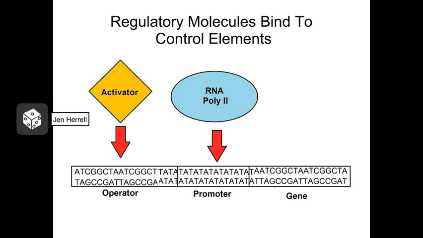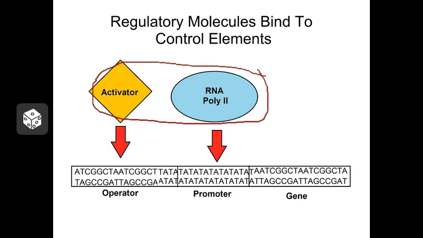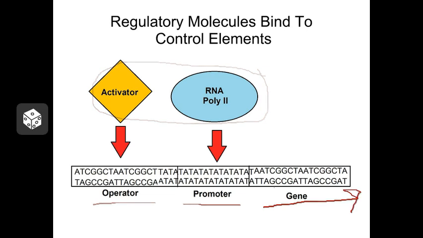Let's put this all together. Regulatory molecules, such as RNA polymerase and things like activators and repressors, bind to control elements in the DNA, and they either encourage the transcription of a gene or discourage the transcription of the gene. By doing so, they control the amount of that protein or RNA product that is made from that particular gene.